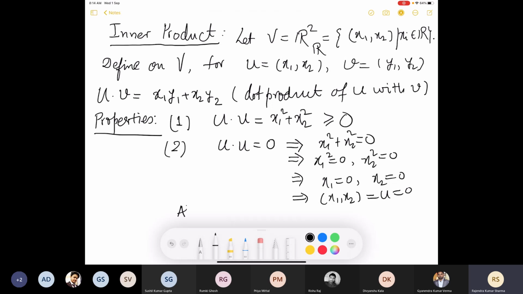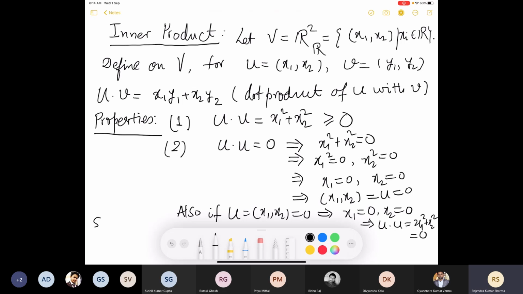Conversely, if u, that is x1, x2, is 0, that means by definition each of the coordinates is 0. And if that happens, naturally u dot u, which is x1 square plus x2 square, is equal to 0. So what we can see here is that u dot u is 0 if and only if u is 0.